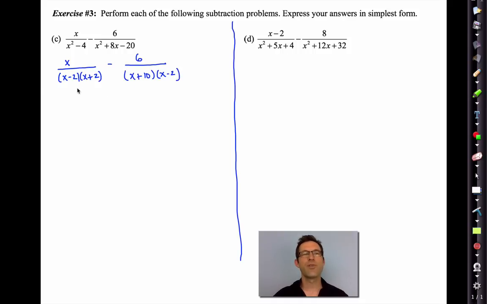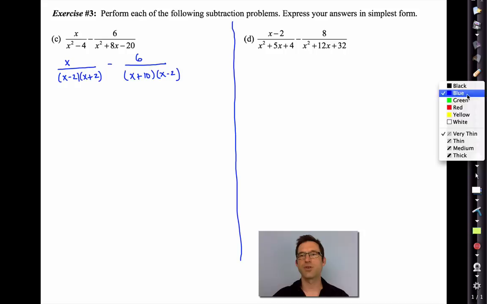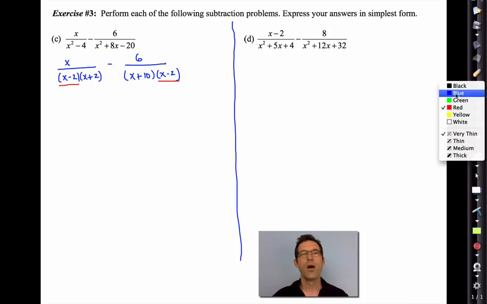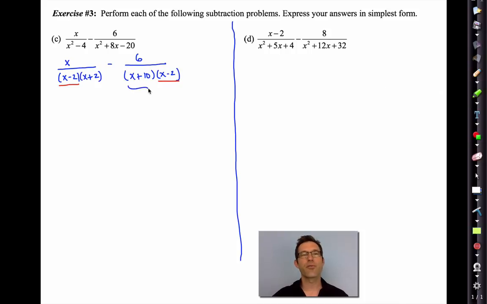Very often, once you've factored, you'll notice some common factors already, right? So I've got an x minus 2, I've got an x minus 2, okay? Almost always, I look at the second fraction and I say, well, what factors does it have that the first one doesn't? And what it has is an x plus 10. So I'm going to give this fraction an x plus 10 in both locations. That now means the x plus 10 is common.